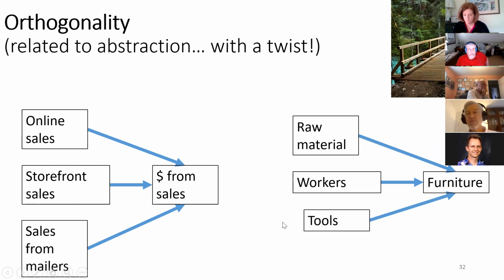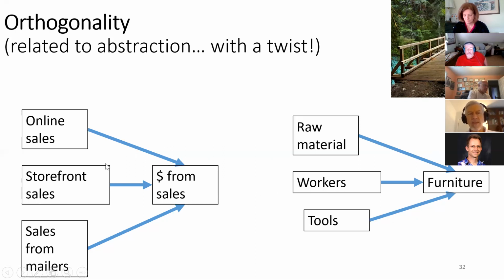With orthogonality, we're looking at very different concepts that are potentially 90 degrees, or orthogonal, to each other. You can have raw materials, workers, and tools, and all of these can come together to a finished product, which we're going to call furniture, or we could call chairs, whatever else you'd like it to be.